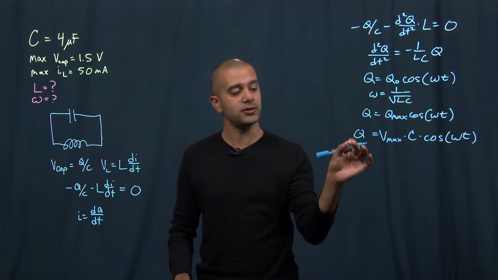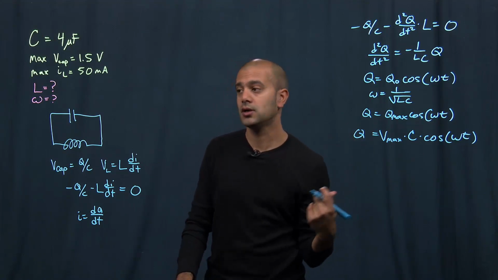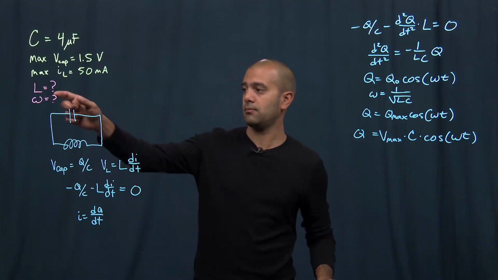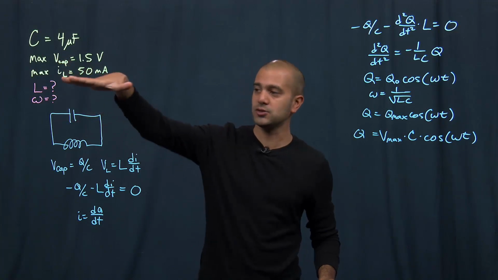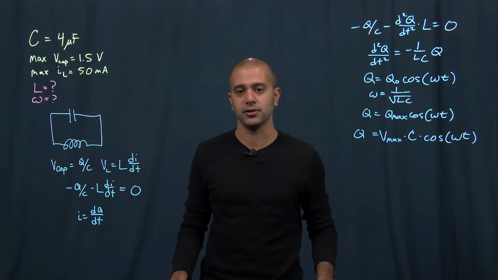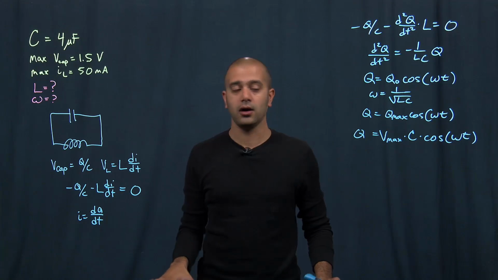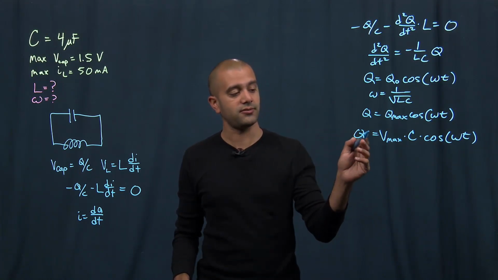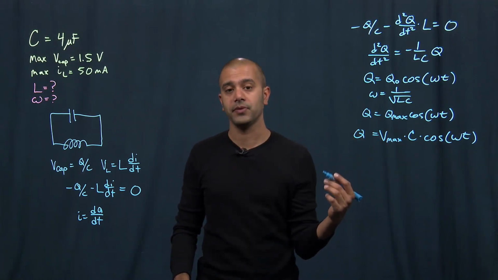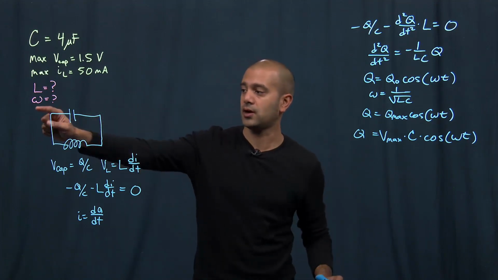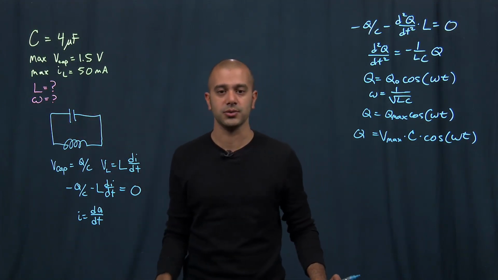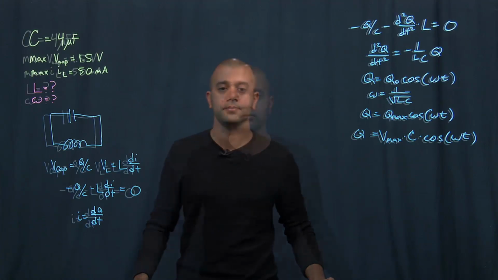And now from here what we can do is write an expression for current. And then using that expression we can find out one of these quantities because we do know the max current in the circuit. So once you do that on your own, using this expression, find an expression for the current as a function of time, and then use what you know about the problem to try to find omega. Try to find the oscillation frequency. Take a minute and do that now.